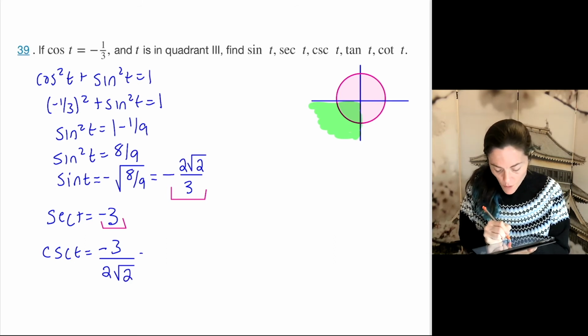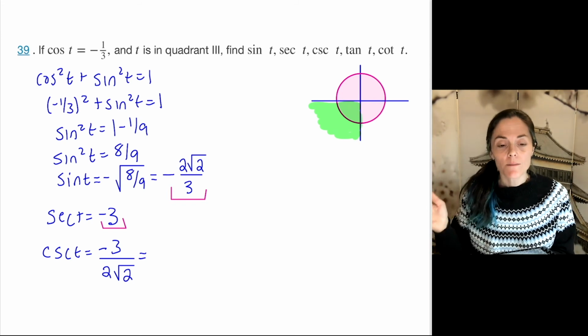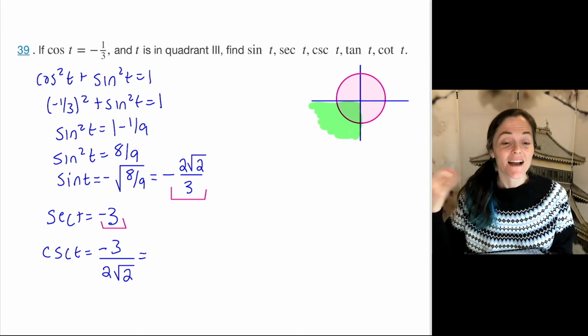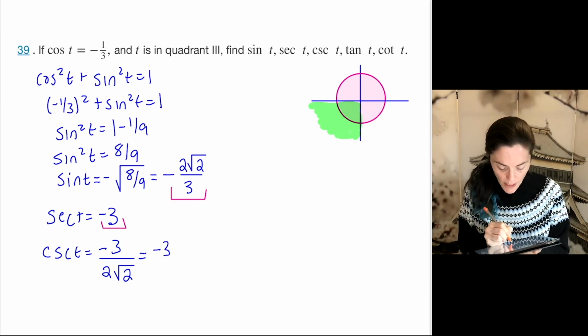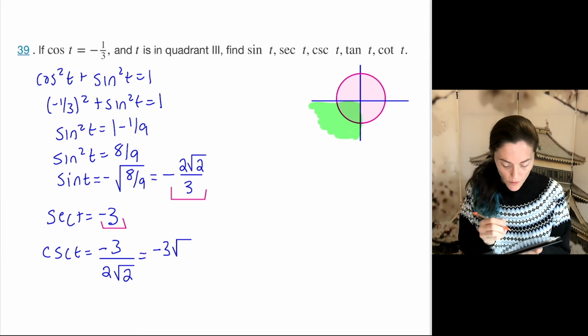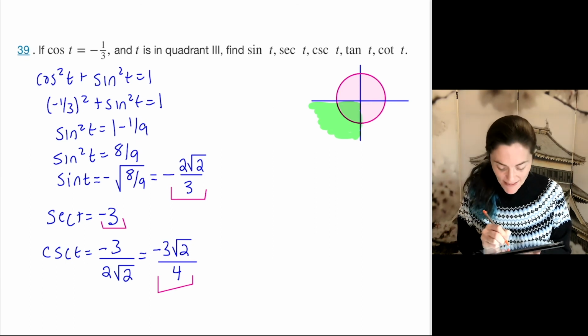Now, once again, if you want to not have a square root in the denominator, multiply by square root 2 divided by square root 2. We get -3 square root 2 over 4. Now we have 2 more. We need the tangent and we need the cotangent.